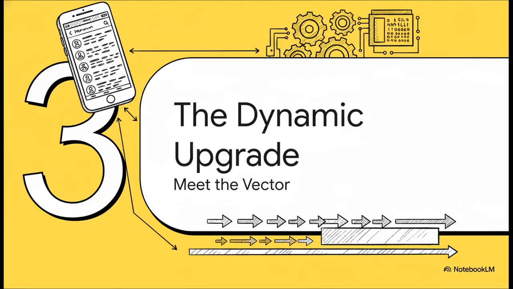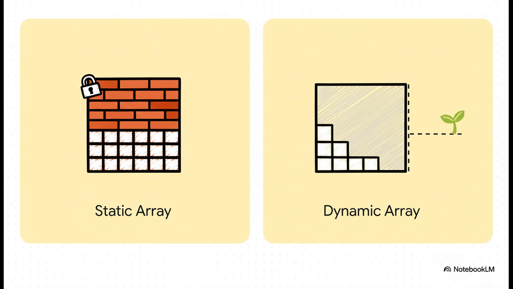Okay, so if these simple static arrays are so rigid, how does your phone's contact list just grow whenever you add a new friend? Well, programmers came up with a really clever solution that actually builds on top of the simple array. And that's where we meet the dynamic array. The core difference here is a classic trade-off.